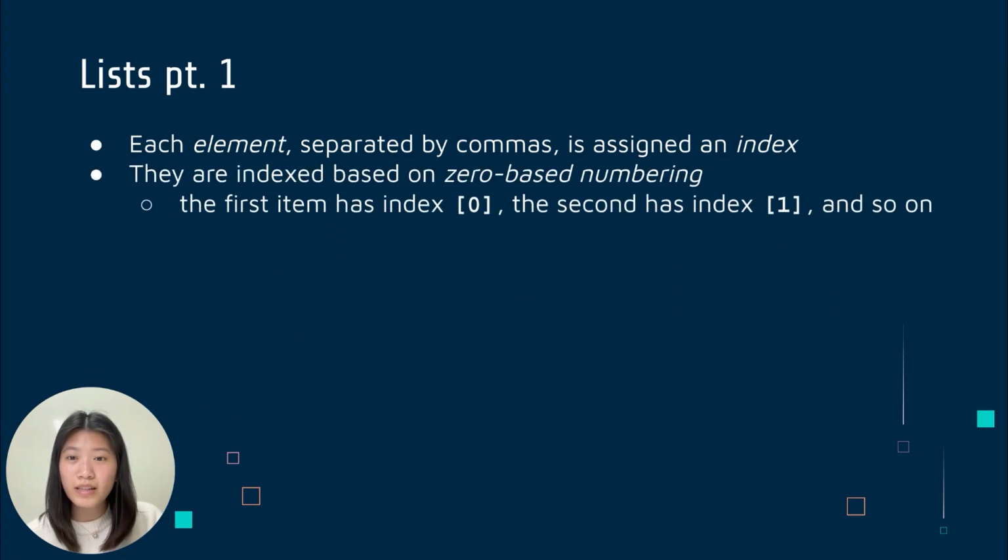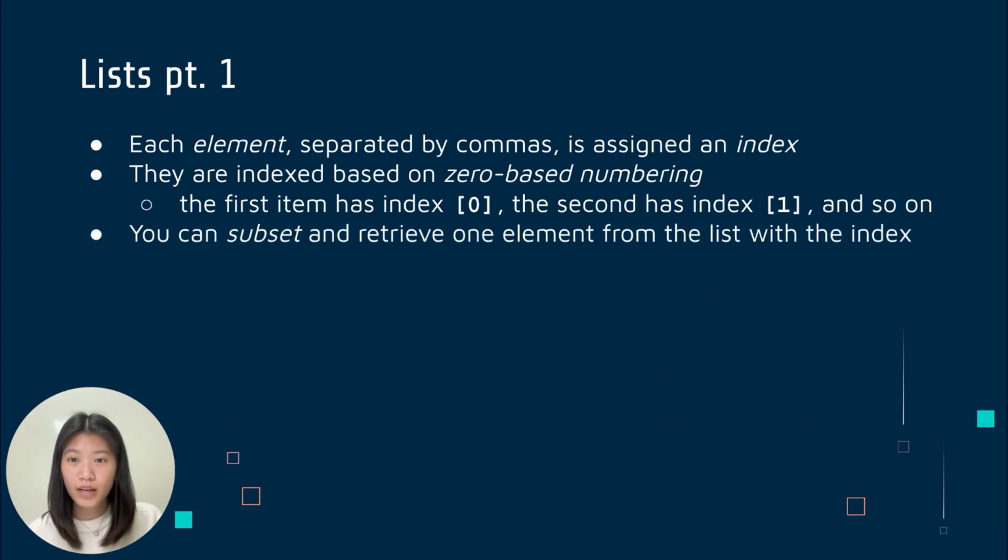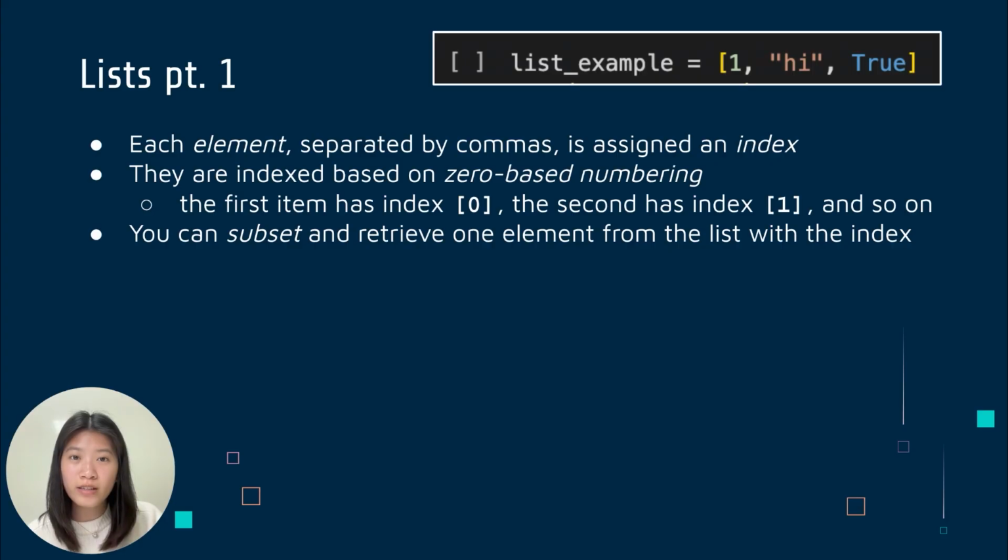So what this means is that the first item in the list is going to have an index of 0, the second element is going to have an index of 1, and so on. And something to remember about that is that the last element in a list is always going to have an index of the length of the list minus 1. You can also subset and retrieve one element from a list with the index. So here is list_example as a reference for our next few examples.